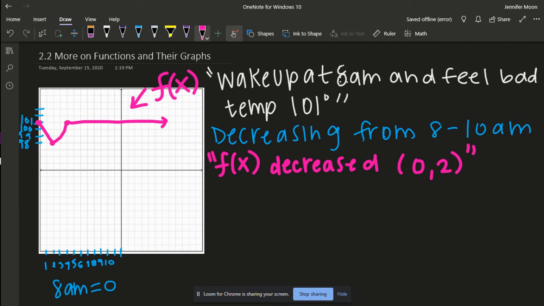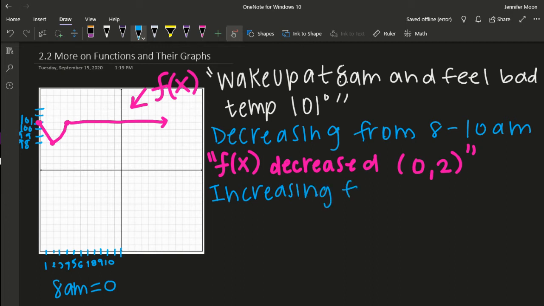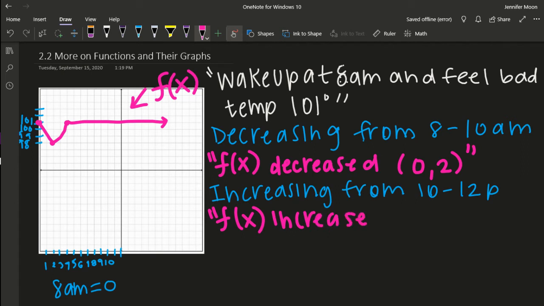And then what we can also say is that my temperature was increasing from 10 a.m. to noon. And the way we would write that, we would say that the function f of x increased on the interval 2 to 4.